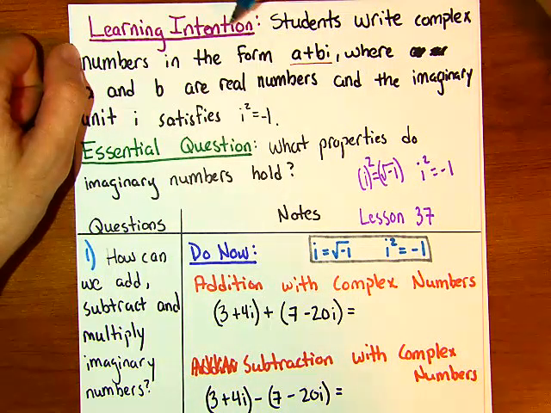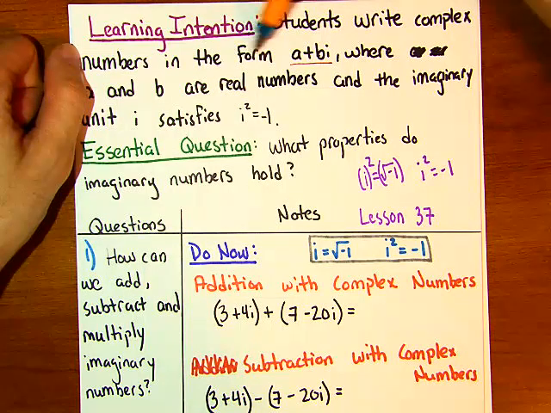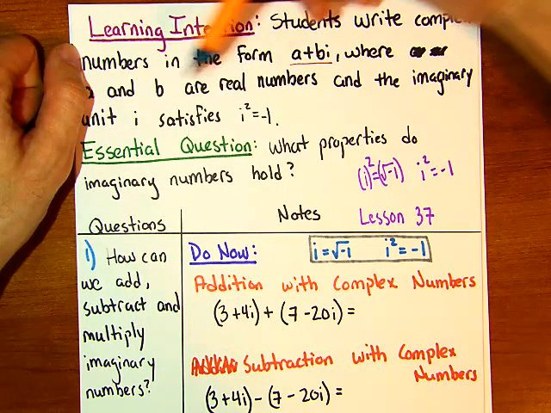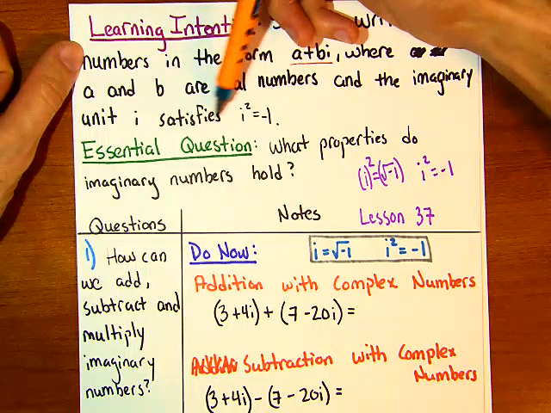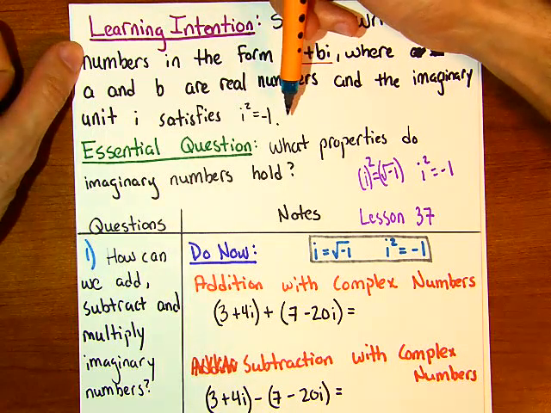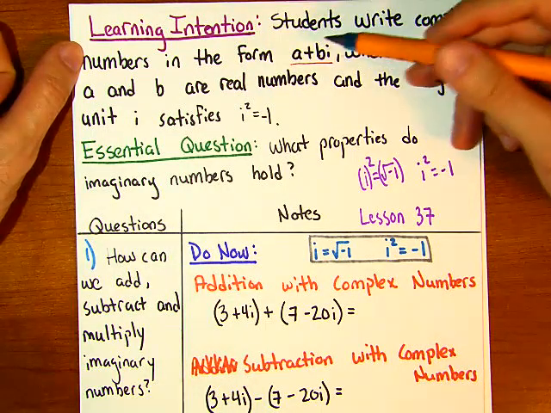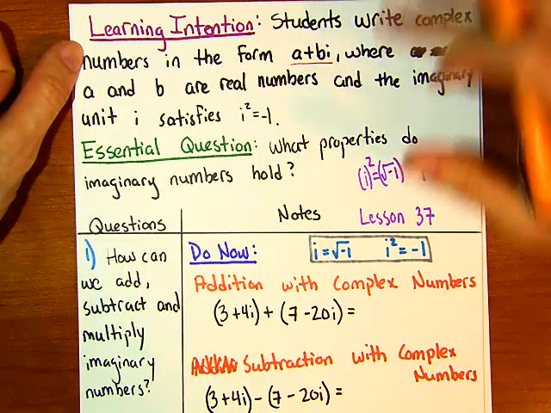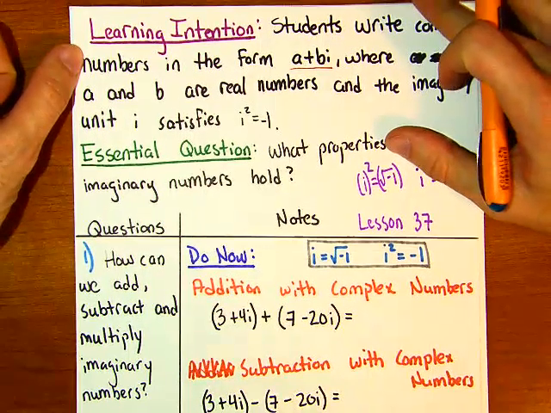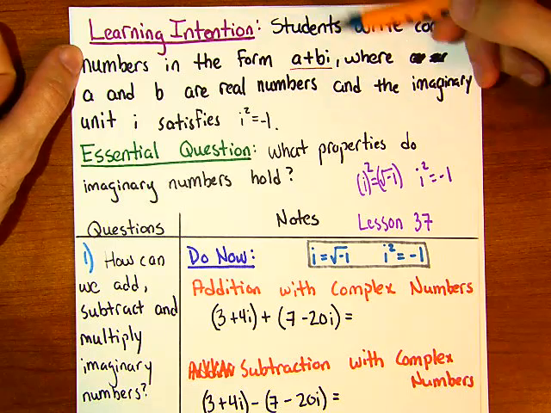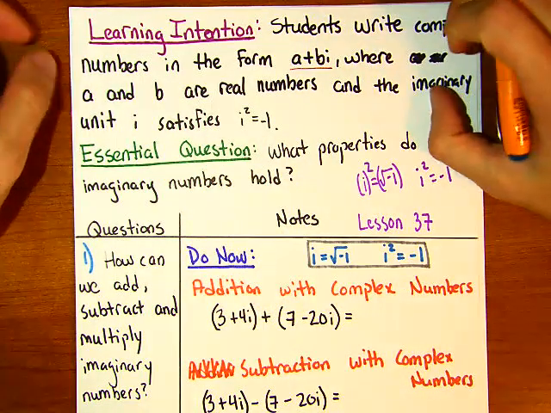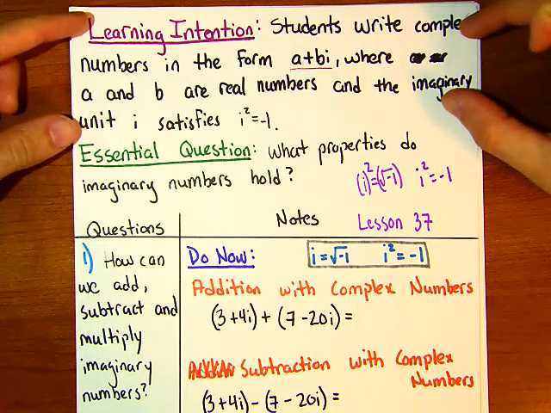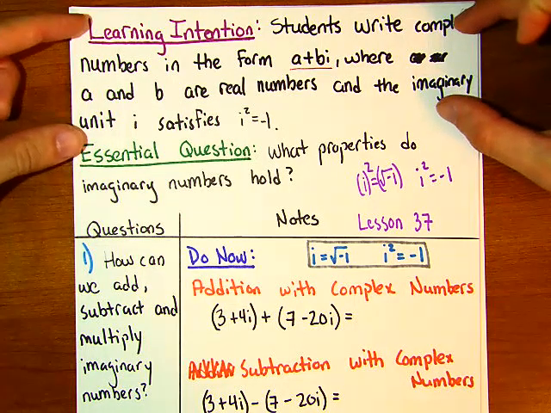So the learning intention is students write complex numbers in the form a plus bi, where a and b are real numbers, and the imaginary unit i satisfies i squared equals minus 1. If you're reading this, you're thinking, what on earth is this? Complex numbers, a plus bi, a unit that satisfies this. Don't worry about it yet. This will take 1 or 2 days to actually sink in.